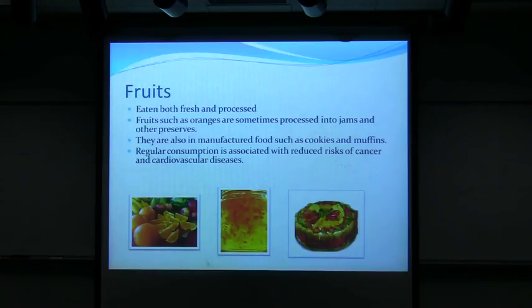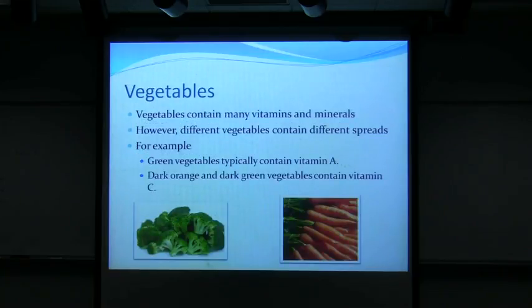And regular consumption is often associated with reduced risk of cancer and cardiovascular diseases, such as coronary heart disease or stroke. So bottom line is that they're good for you. And as are vegetables. Vegetables contain many vitamins and minerals. However, different vegetables contain different spreads. So it's hard to pinpoint which vitamins and minerals are most spread out in vegetables. Just to give an example, green vegetables typically contain vitamin A. Dark orange and dark green vegetables contain vitamin C.